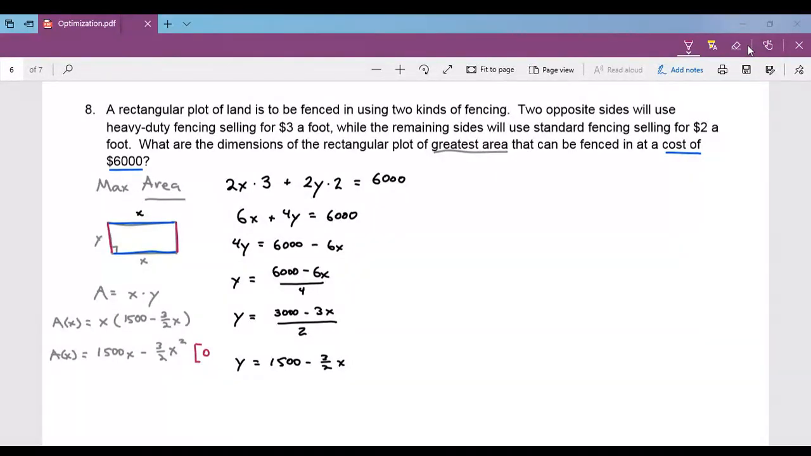So you're like, well, if X was 0, then you don't really have any heavy duty. You have all standard. It's like purchasing just standard fencing, and you would have a rectangle that would have an area of 0 because it literally would just be this vertical line of purple fencing. We would call that a degenerate rectangle. All right, but for the purposes of this, you can let X equal 0.